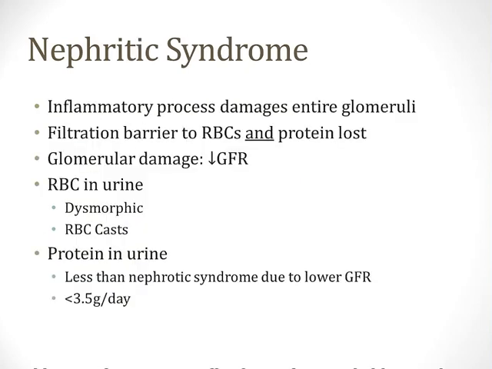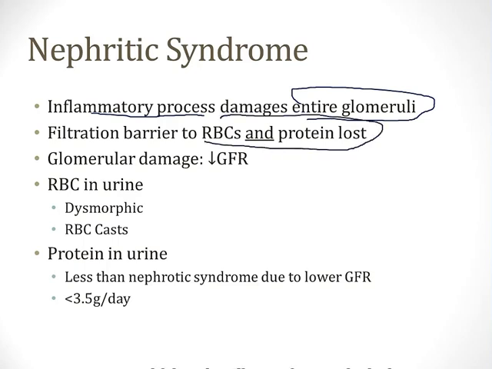Now we're going to talk about nephritic syndrome. This is when you have an inflammatory process that damages the entire glomeruli, so the filtration barrier to red blood cells and protein is lost. As a result of the glomerular damage, the glomerular filtration rate begins to fall. These patients will have renal failure. There will be red cells in the urine. They will be those dysmorphic red cells, or you may see those casts.